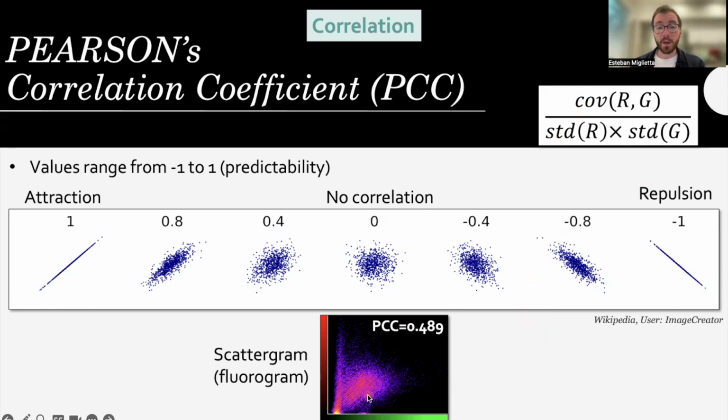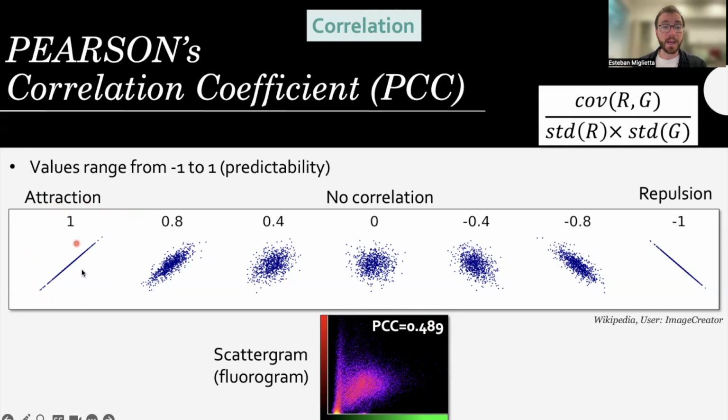One easy way of seeing this, and this is something that usually accompanies the Pearson's correlation coefficient, is by plotting a fluorogram or scattergram. This is a plot in which each point represents one pixel in the image, and its X and Y values are its, in here, red and green intensities, respectively. So you can see from this, if the red and green intensities were perfectly correlated to one another, all these dots will be arranged in a diagonal line.